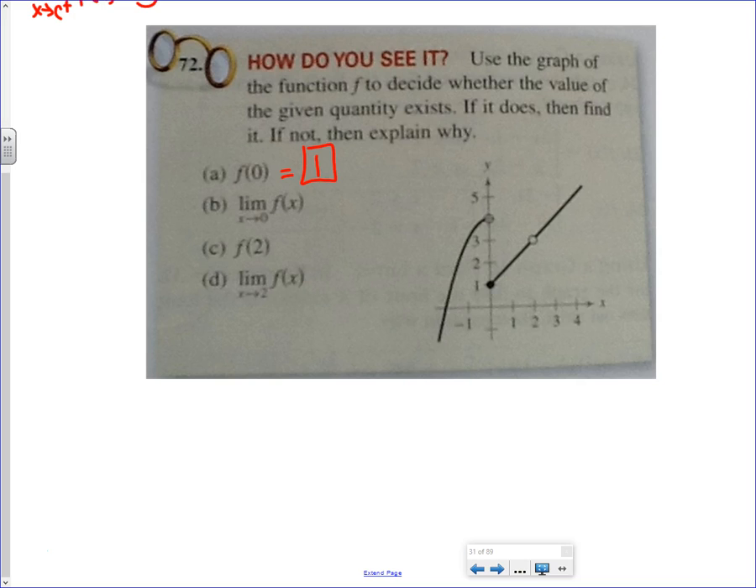What's letter B asking? That's the calculus speak. What's the actual wording? As x approaches 0, what is y approaching? Good. And technically, since there's no plus, there's no minus, it's defined to be from both sides, right? So as you come from both sides of 0, what's the limit?